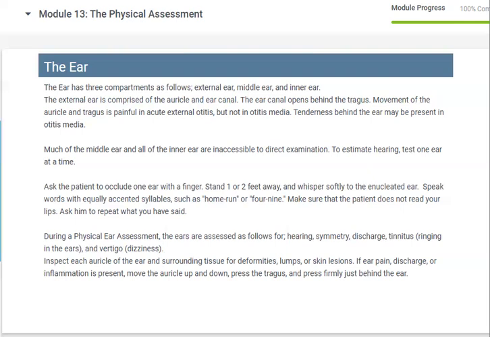During a physical ear assessment, the ears are assessed as follows for hearing, symmetry, discharge, tinnitus, ringing in the ears, and vertigo, dizziness. Inspect each auricle of the ear and surrounding tissue for deformities, lumps, or skin lesions. If ear pain, discharge, or inflammation is present, move the auricle up and down, press the tragus, and press firmly just behind the ear.